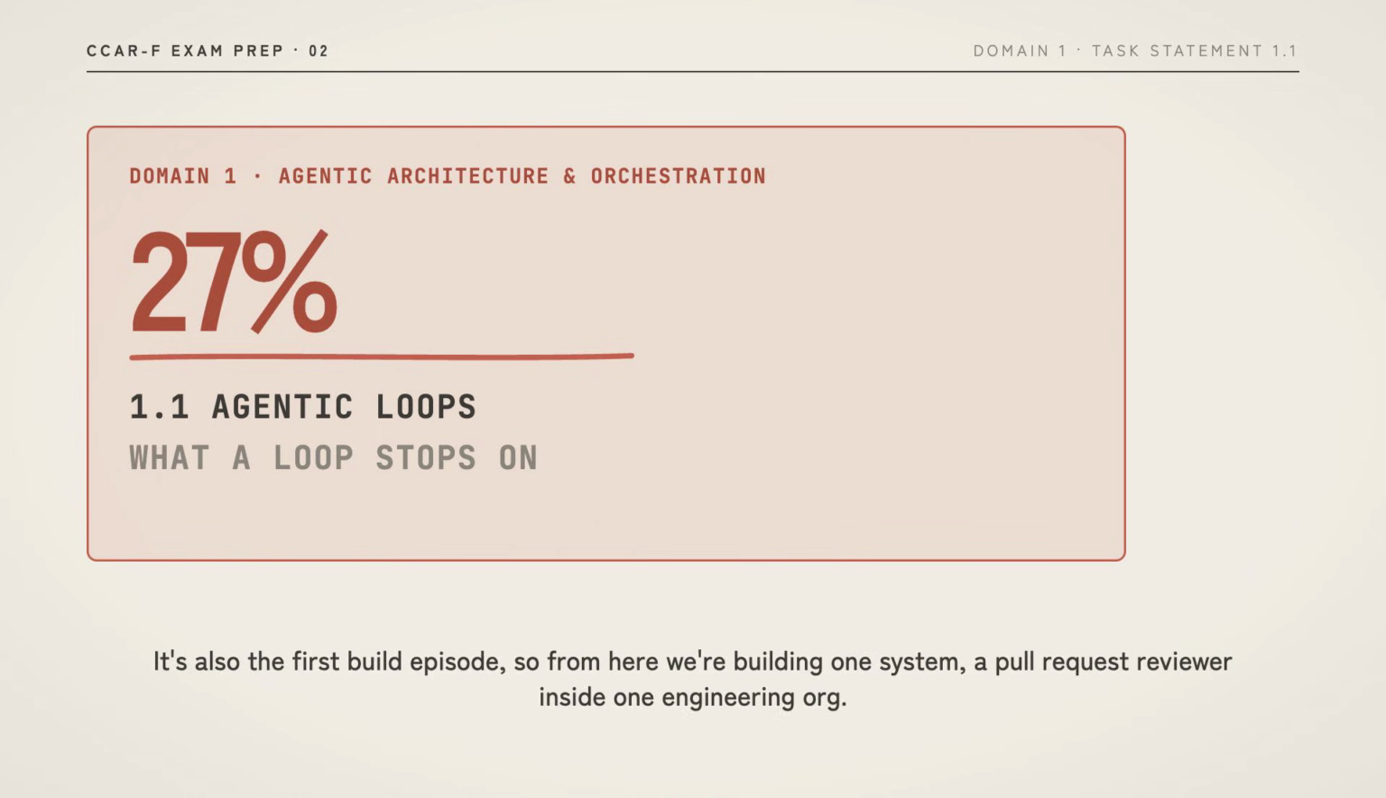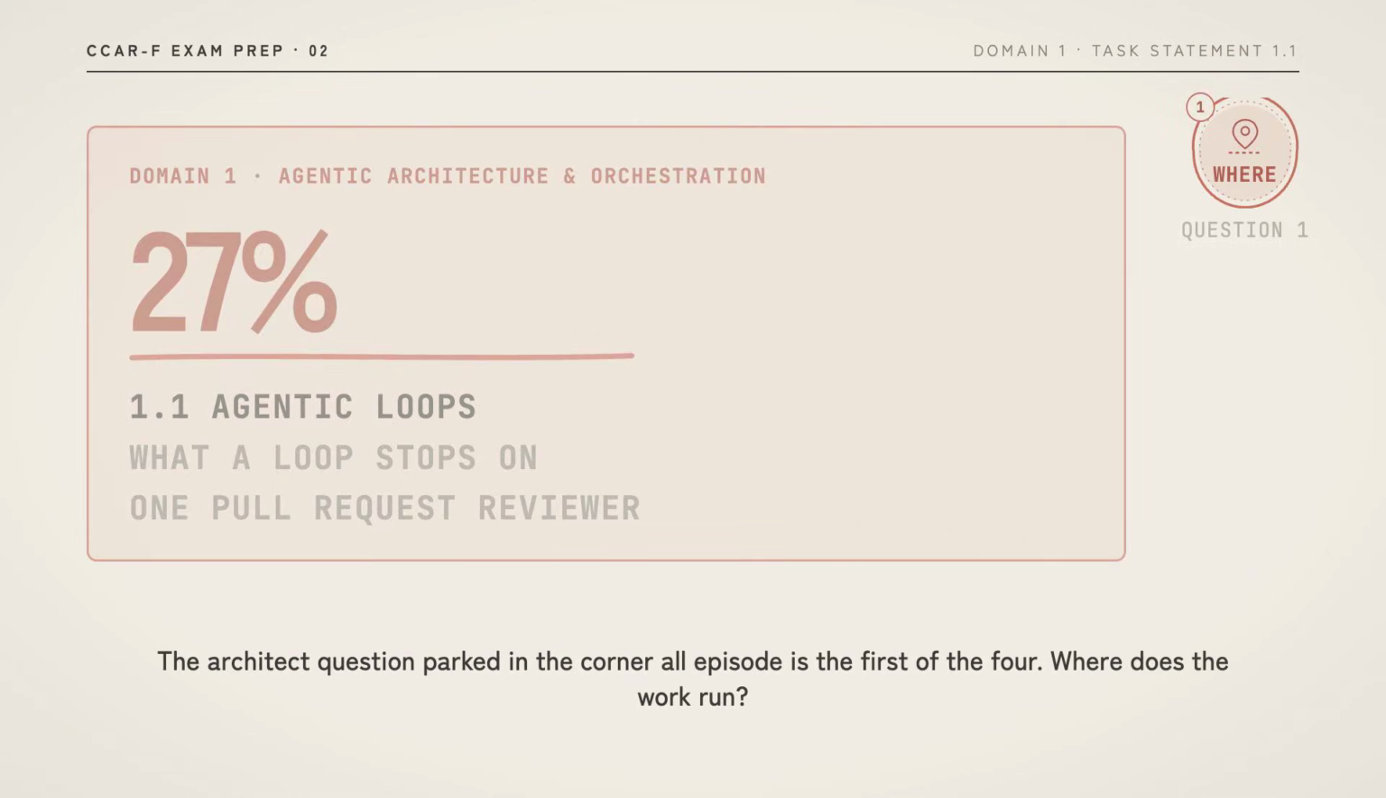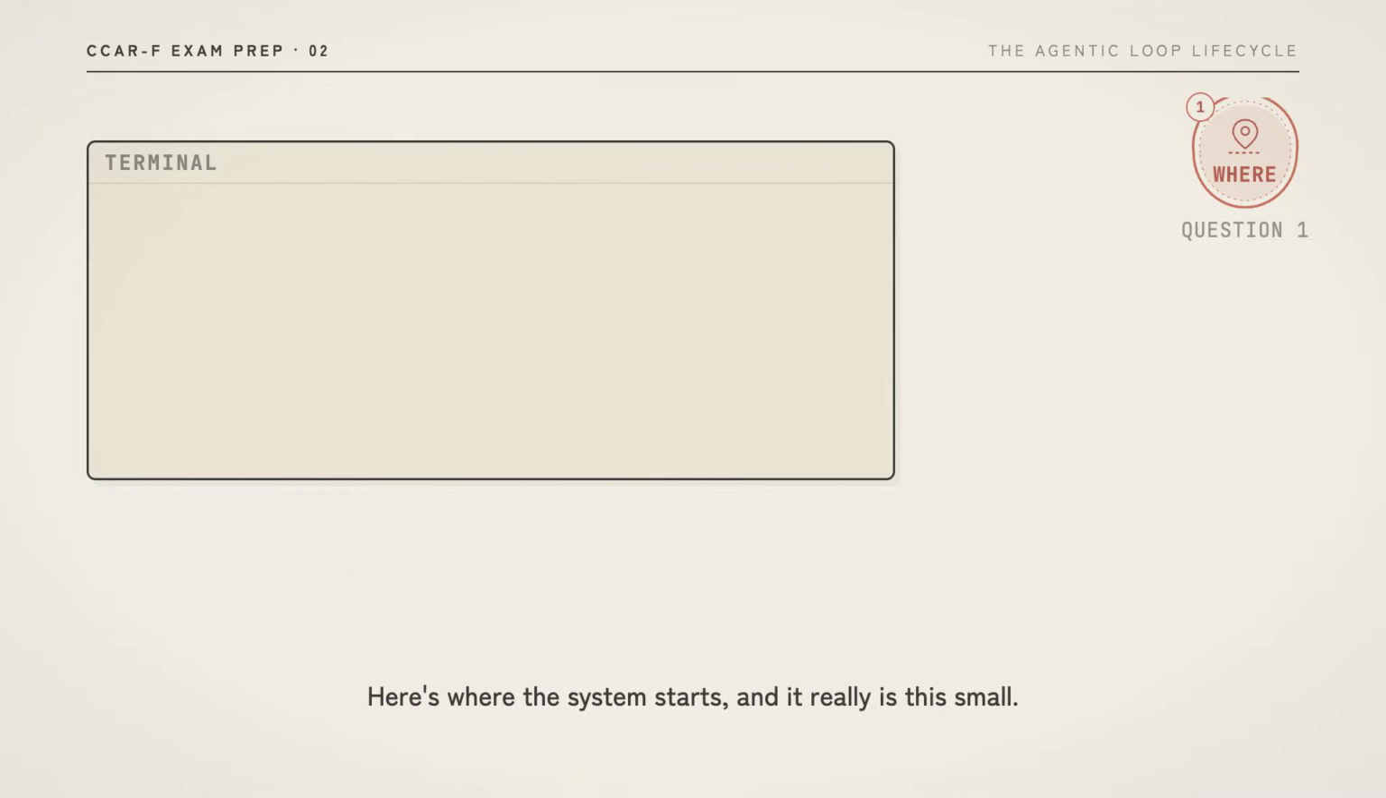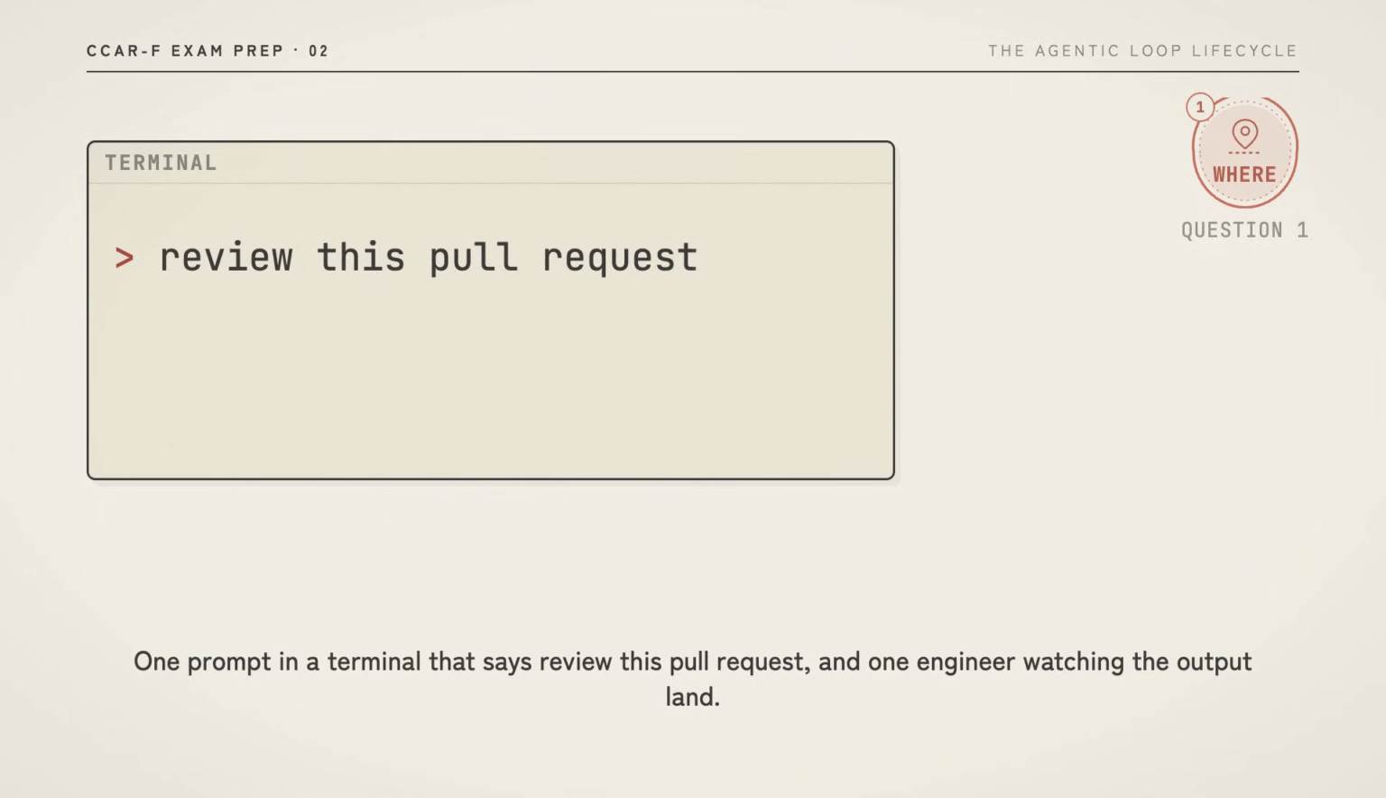a job. It's also the first build episode, so from here we are building one system, a pull request reviewer inside one engineering org. The architect question parked in the corner, all episode is the first of the 4. Where does the work run? Here is where the system starts, and it really is this small. One prompt in a terminal that says review this pull request, and one engineer watching the output land.